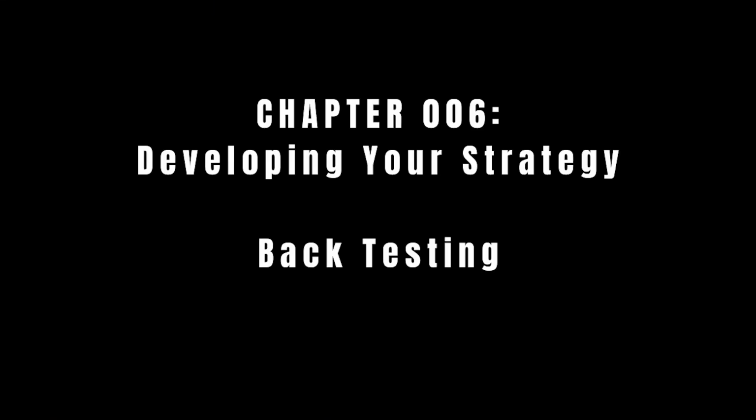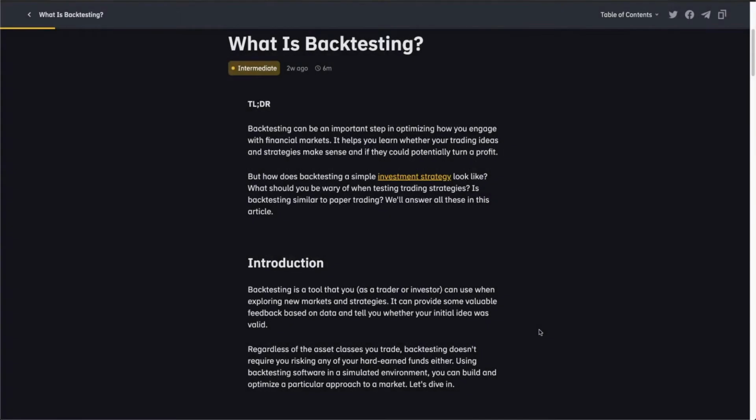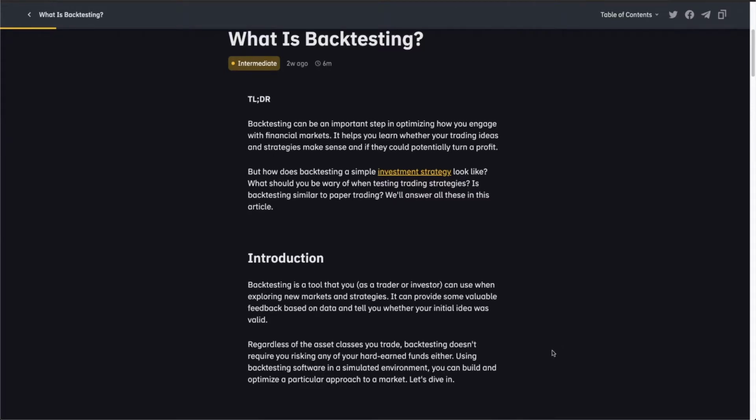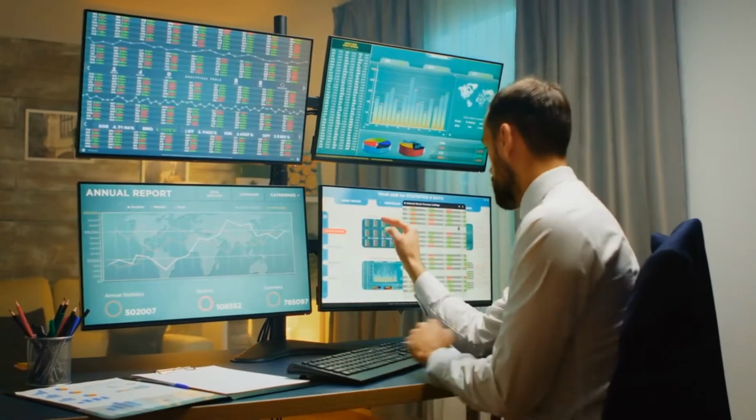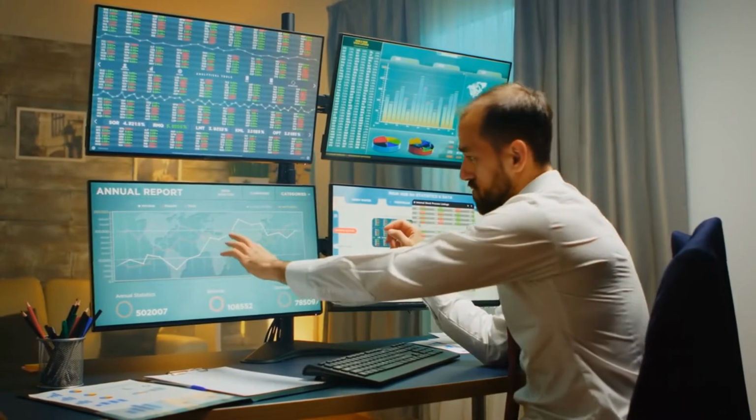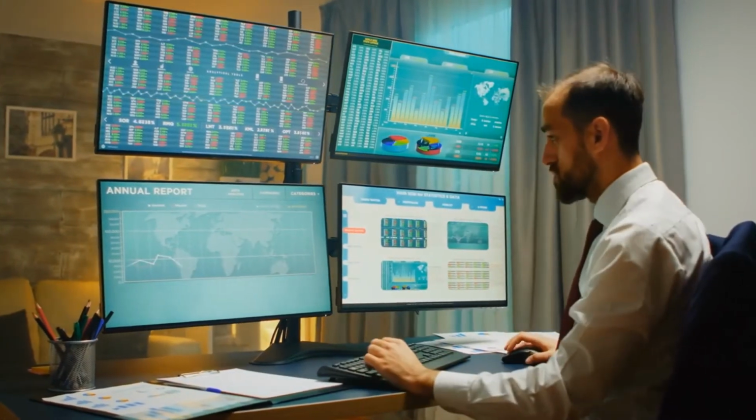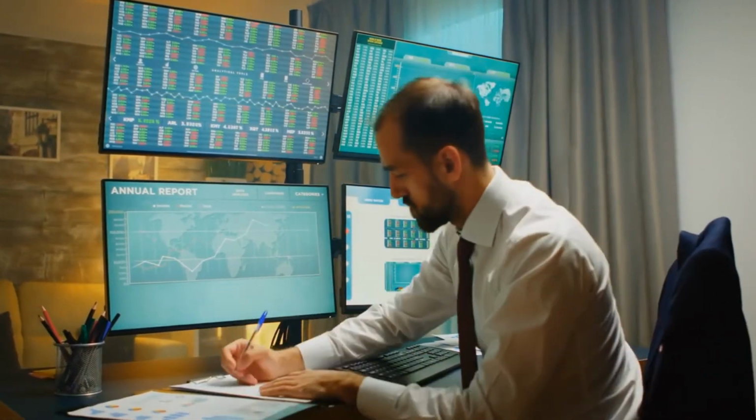All right, so let's move on to backtesting. Backtesting is a tool that you will use as a trader or investor that you can use to explore new markets and new strategies. It can provide some super valuable feedback on the data that you have based on your trading activity. Now, it'll give you confirmation or invalidation if your trading strategy or investment strategy is valid.